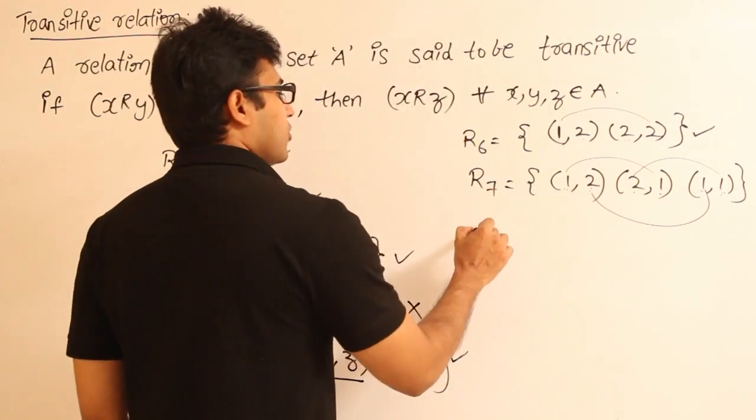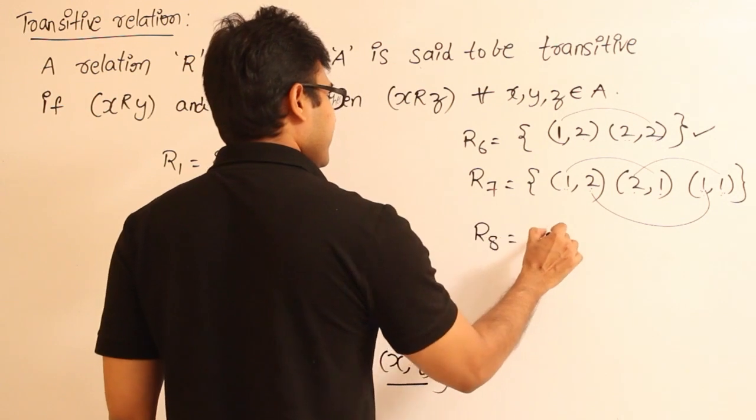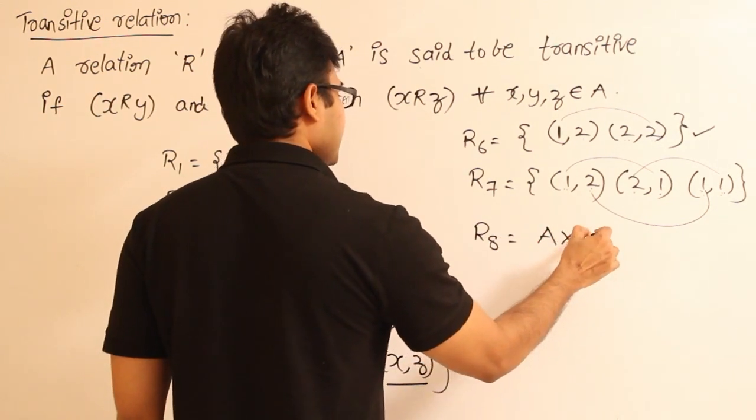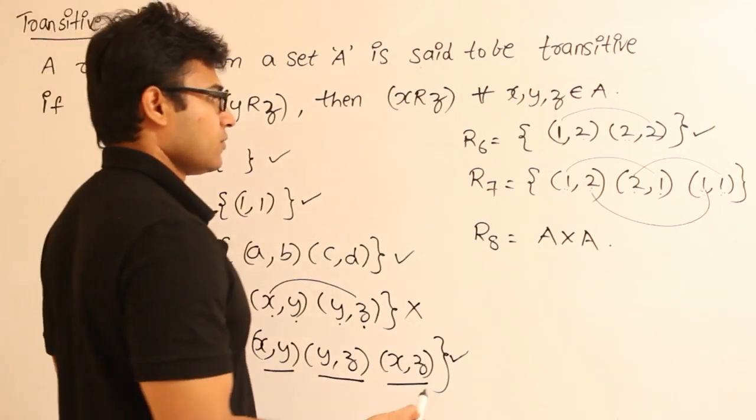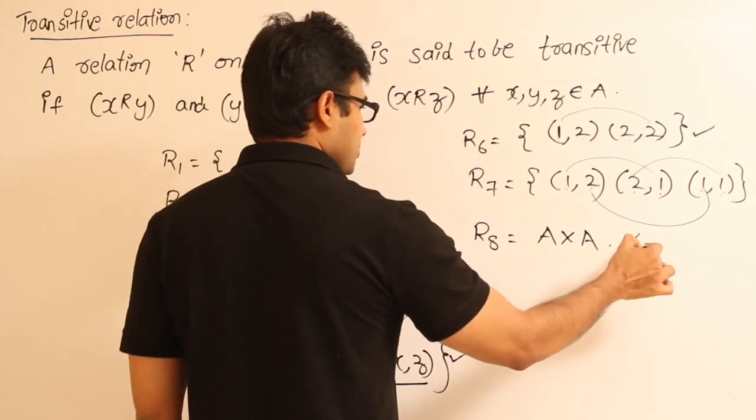Now what about this one, R8 equal to A cross A for any set A? So what can you say about it? It is transitive. The reason is it contains all the possible elements.